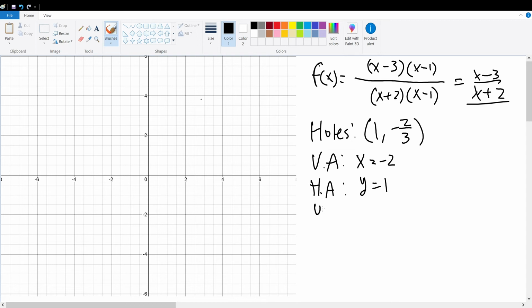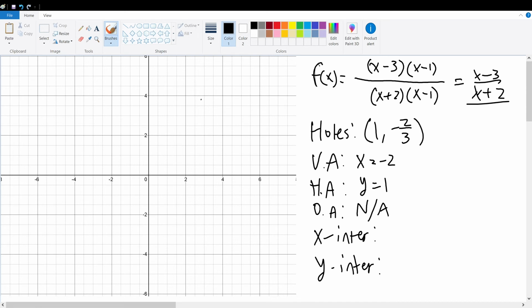Moving on to our oblique asymptotes, if it has any. Since we already have a vertical asymptote and a horizontal asymptote, it will not have an oblique asymptote. So we can safely say there aren't any oblique asymptotes in this function. Then we must find the x-intercepts and the y-intercepts.